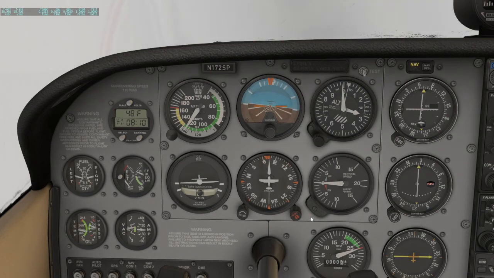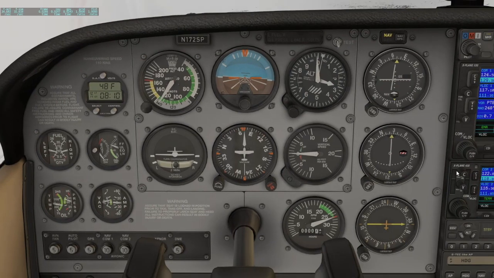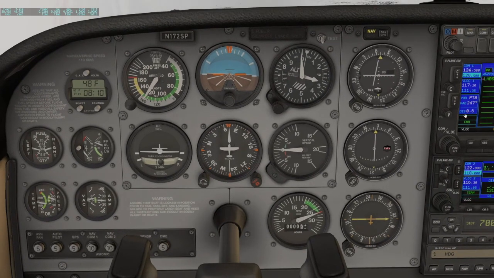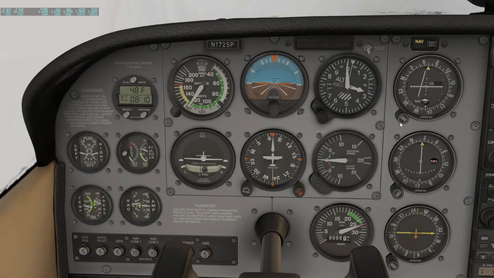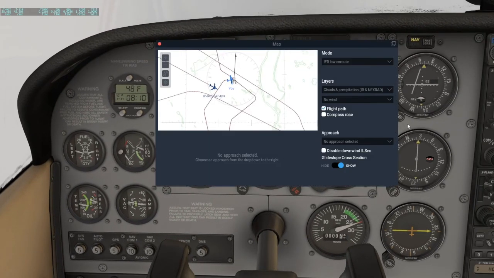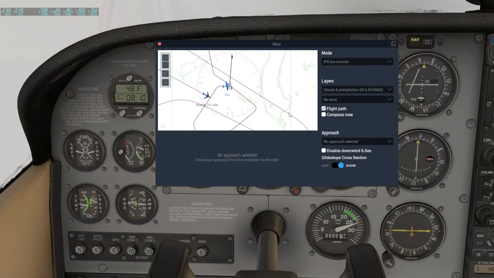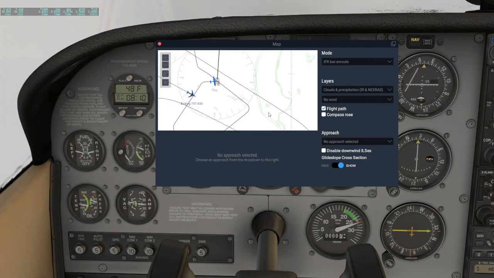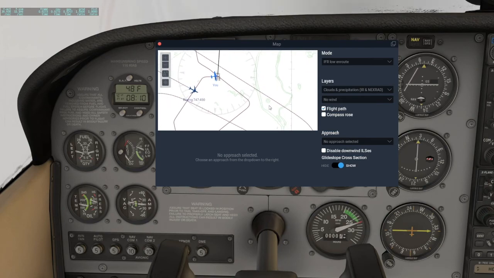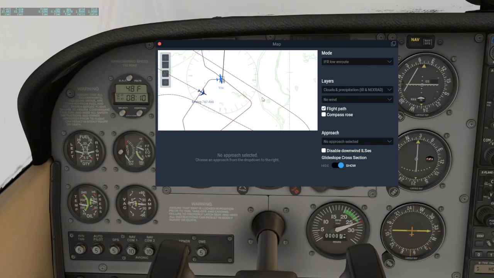Okay. Anyways, close enough. We're close to the station, as you can see. That's why the needle is erratic. But we look at the map now to see what we've done. Here we go. Here's the map. We've been instructed to intercept, I believe, radial 250 inbound.